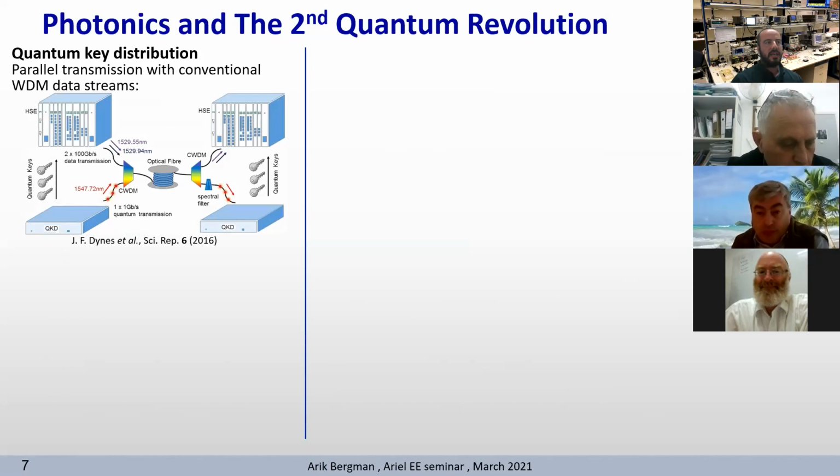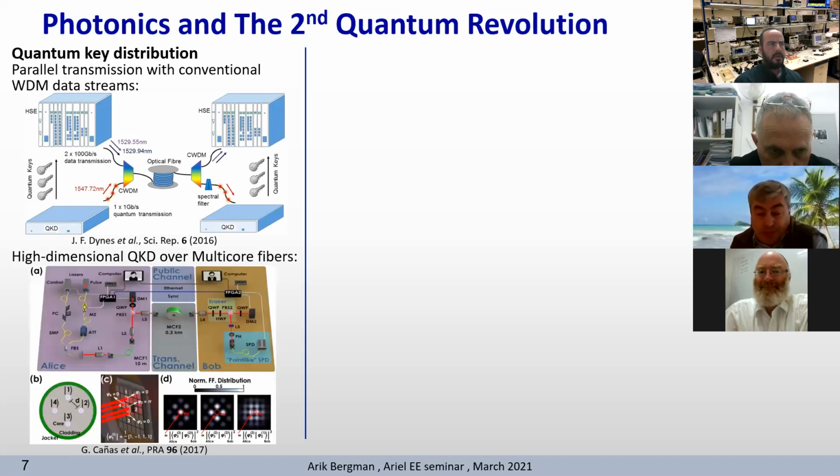First, much like in classical communications, optical photons are the carriers of choice for information exchange between distant nodes in a quantum network. Quantum key distribution at megabits per second rates was already successfully transmitted over dozens of kilometers of optical fiber simultaneously with conventional WDM data streams. The use of multi-core fibers for increasing the secure key rate at QKD systems is also being explored in recent years.